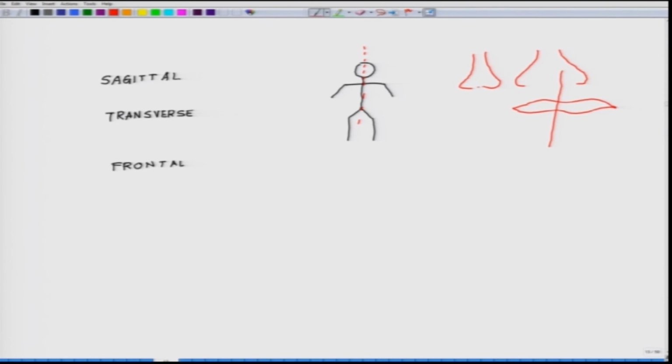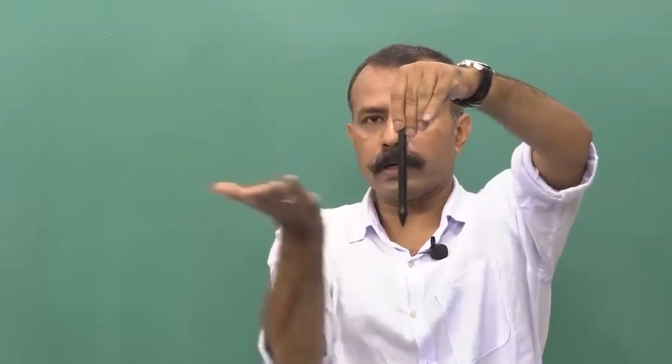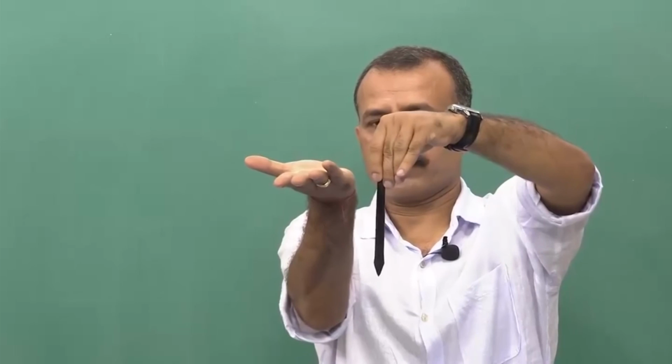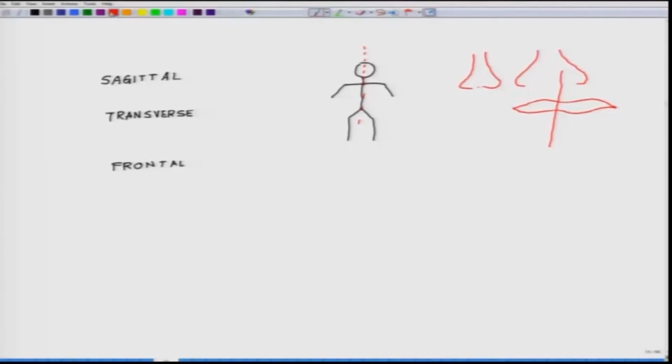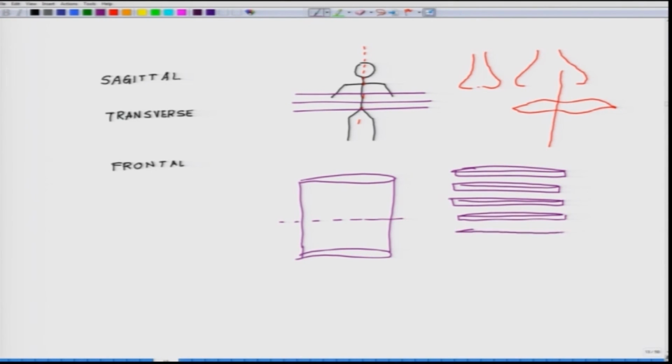Next is the transverse plane. The transverse plane is where you are cutting the system like this. So, for example, this is the whole body and you are cutting it like this. Okay. So, that is called the transverse cut. In other words, if say for example, this is a cylinder and I give a transverse cut, these are the transverse cuts which are coming out. So, this is the transverse cut.